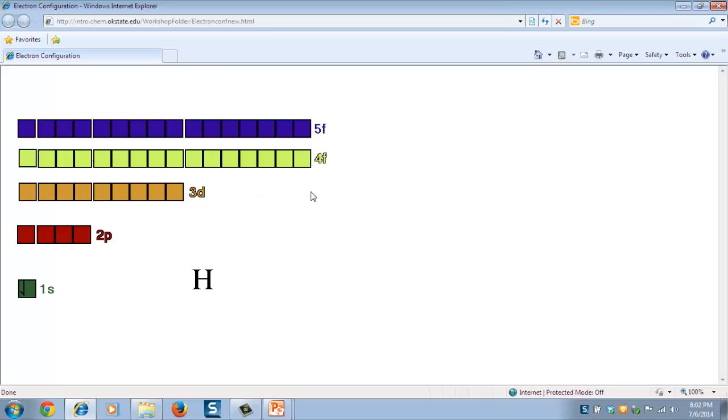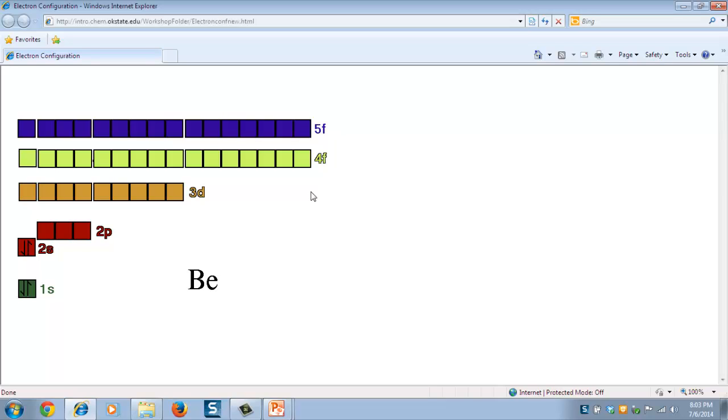If you look at this animation online, we start with hydrogen. There's 1 electron in the 1s sublevel. When we add the second electron to make the element helium, the second electron goes in the 1s also. But then that sublevel's full. So look what happens next. The third electron adds to the 2s. The fourth also in the 2s, and then that's full.